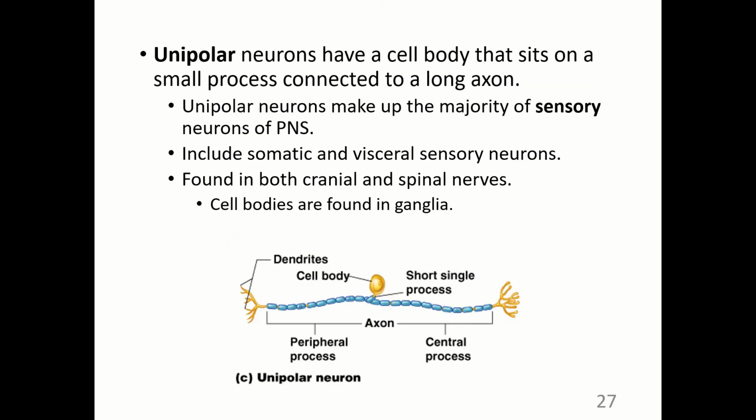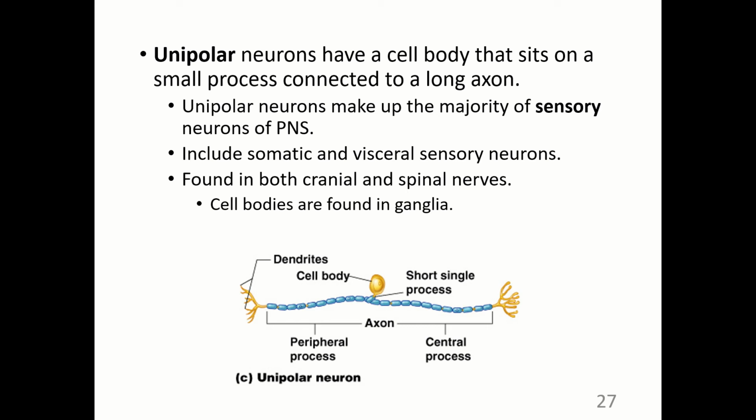Unipolar neurons have a cell body that sits on a small process connected to a long axon. Unipolar neurons make up the majority of sensory neurons of the peripheral nervous system. They include somatic and visceral sensory neurons. They are found in both cranial and spinal nerves, and their cell bodies are found in ganglia.